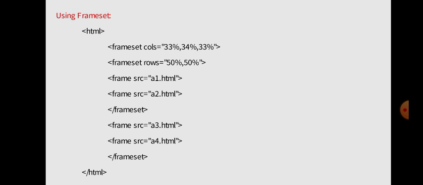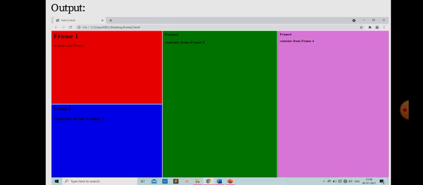So this is the example for HTML frames, and the output of this example would be like this. So this is the example for frames. Here I am dividing the browser window into 4 frames. First I divide the browser window into 3 columns. Again I am dividing the first column into 2 different rows, and I am opening 4 HTML documents in each and every frame. So this is the concept of HTML frames.